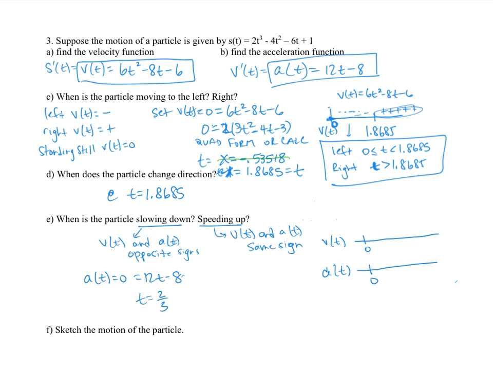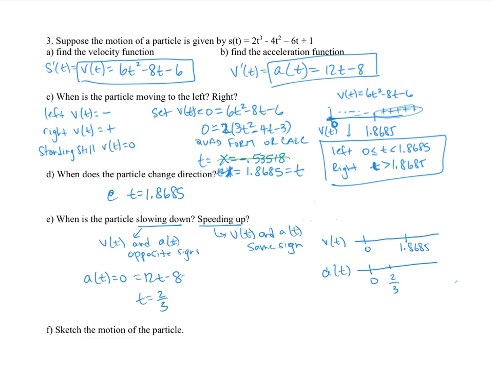We know that this velocity changes at 1.8685, and that the acceleration is at 2/3. So I want to test a couple intervals here. I'm going to put a border here and a border there. Okay, so actually, before I put the borders in, let's walk ourselves through when the velocity and the acceleration are positive and negative.